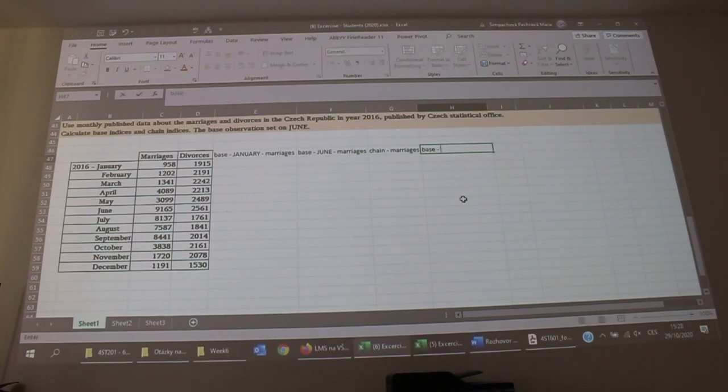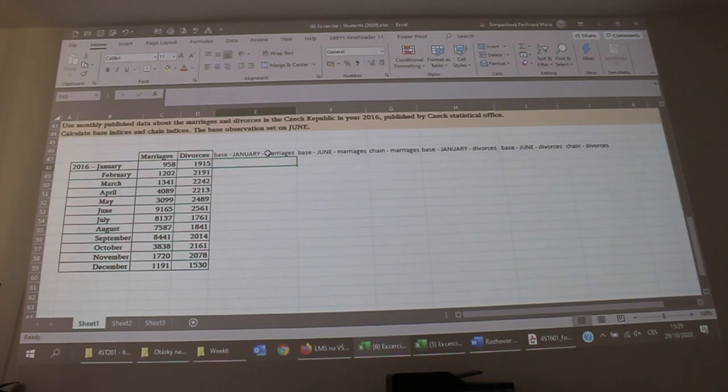Base January divorces. Okay, another column. I hope that I will have enough space. Base June divorces. And the last column, chain divorces. So we have 6 columns, and we can start.